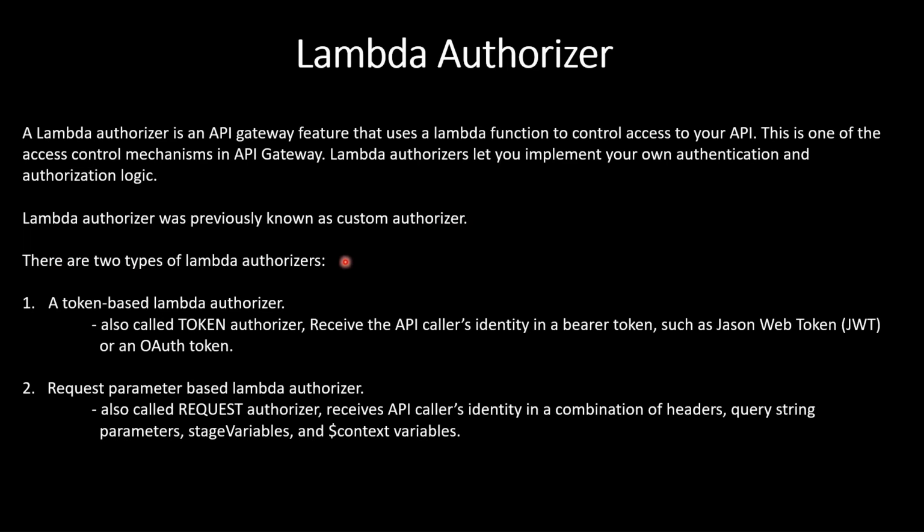There are two types of Lambda Authorizers, a token based Lambda Authorizer and a request parameter based Lambda Authorizer. Token based Authorizer is also known as Token Authorizer. It receives the API caller's identity in a bearer token such as JWT or OAuth token. Whereas request parameter based Lambda Authorizer is also known as Request Authorizer. It receives the API caller's identity in a combination of headers, query string parameters, stage variables and context variables.